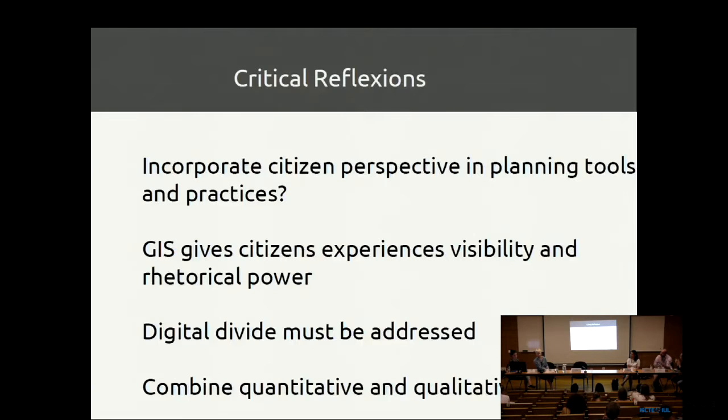Thirdly, we saw that maps and data give the citizen perspective visibility. It gives a sense of evidence, and it's more respected by planners and politicians. So it can be an empowering force. And finally, there's the question of whether it's possible to combine quantitative and qualitative methods, so we can get the benefits from data and GIS, while at the same time including some of the more subjective experiences and the citizens who cannot or do not wish to use digital methods. And this is something that requires further research. Yeah, thank you.